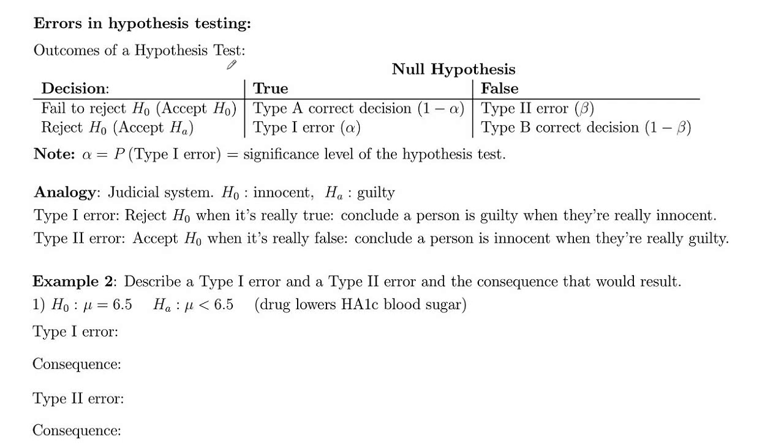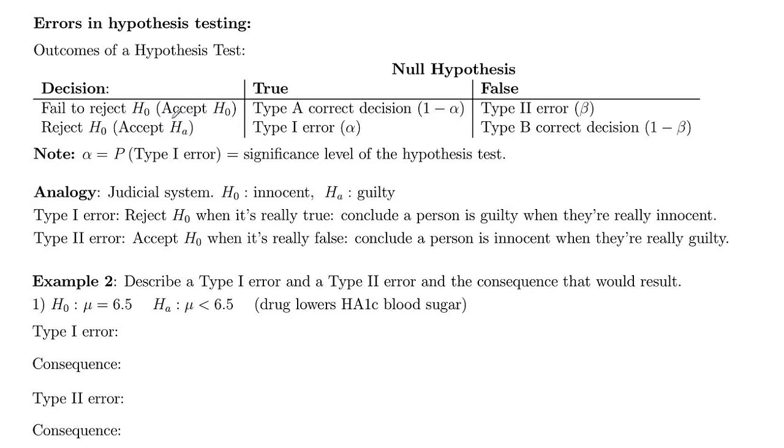Now, in hypothesis testing, you can make errors here. So let's examine some of these errors. There are two outcomes to a hypothesis test. Either you reject the null hypothesis, so accept the alternative, or you fail to reject the null. In other words, you accept the null as being true, because there's not enough evidence to reject it. Then your null hypothesis could be either true or false.